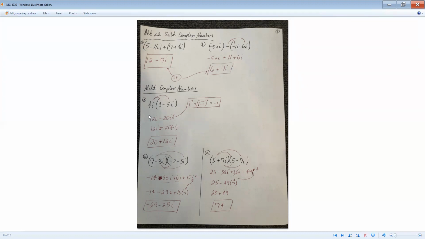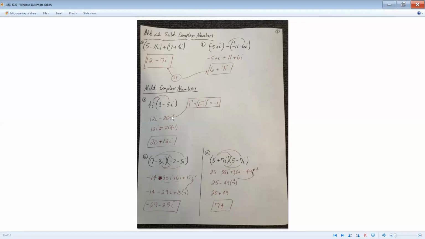Multiplying complex numbers, here we distribute 4i into the quantity of 3 minus 5i. So 4i times 3 is 12i. 4i times -5i is -20i squared. So don't forget to multiply the i's together. It's -20i squared. So we have to be careful.